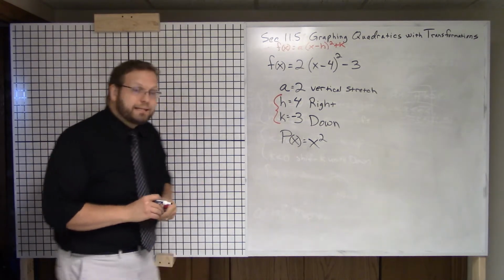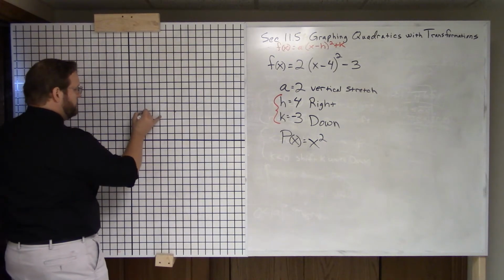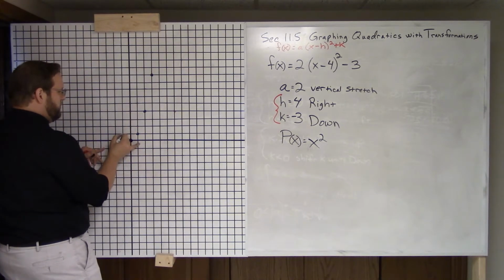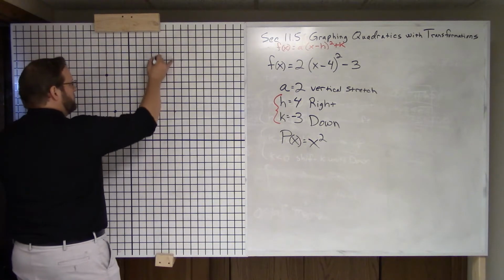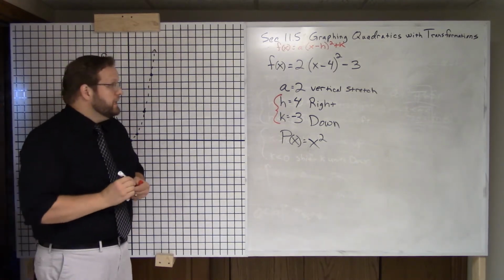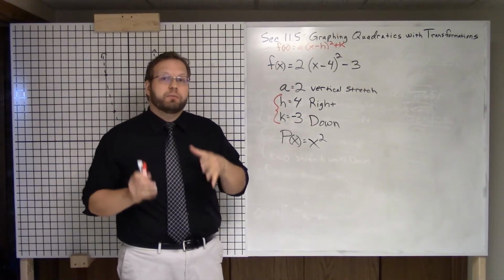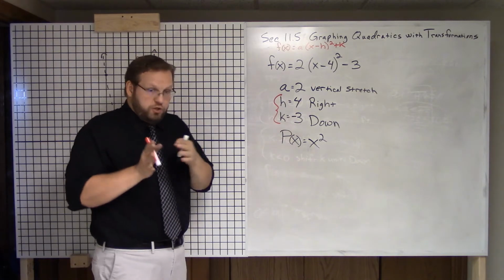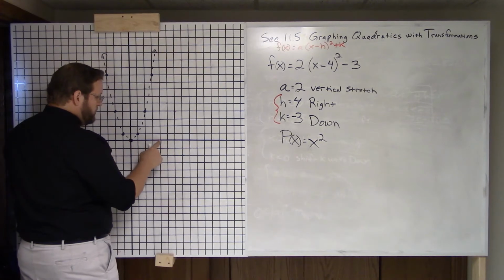So next thing I graph is my parent function. So I go 0, 0, 1, 1, go back 2, 4, go back 3, 9. Other side, same thing. Dotted curve, because again, this is just for reference. Now, even when I have a stretch or a compression going on, I always want to start with my h and k. So I have a new vertex of 4, negative 3. That goes from 0, 0. I go 4 right, 3 down. So I get my 1, 2, 3, 4, negative 3.